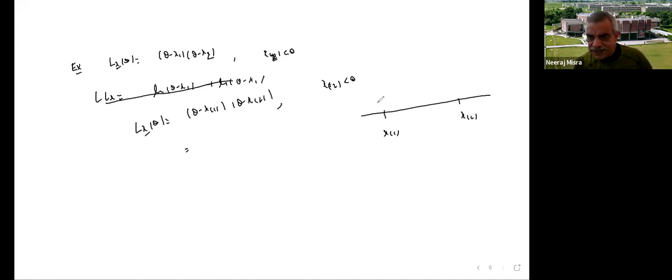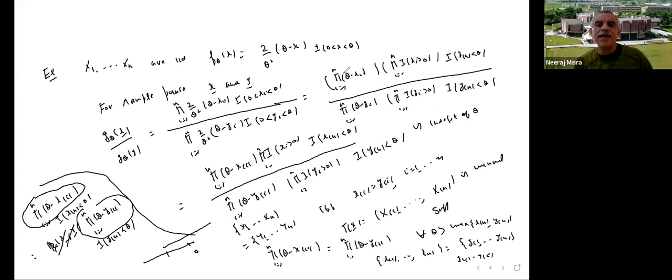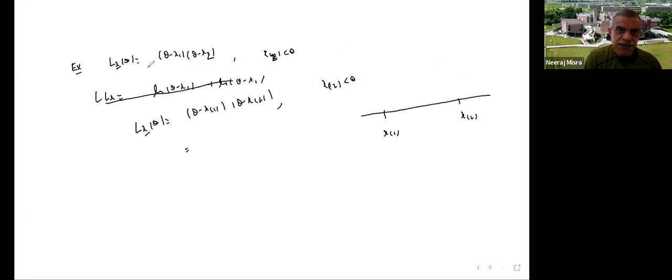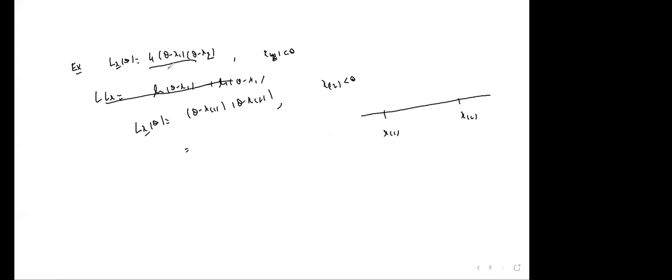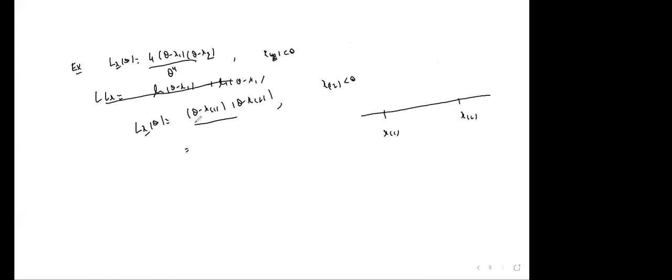This was the density, right? Theta minus x1 by theta minus x2. Let me just check. Yes, sir. And the constant term, theta square was also there, right? Theta minus x1, theta minus x2. So let me write. So it was 4 and theta square, so that becomes theta to the power 4, right? This is what it becomes.